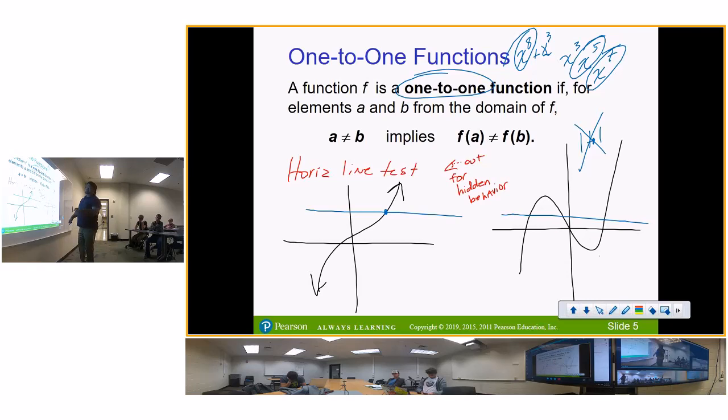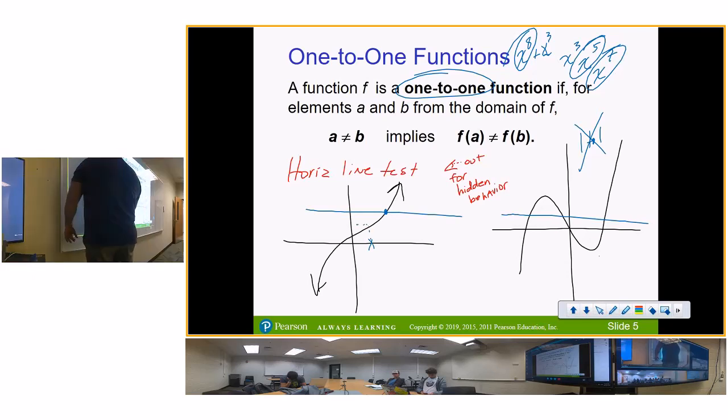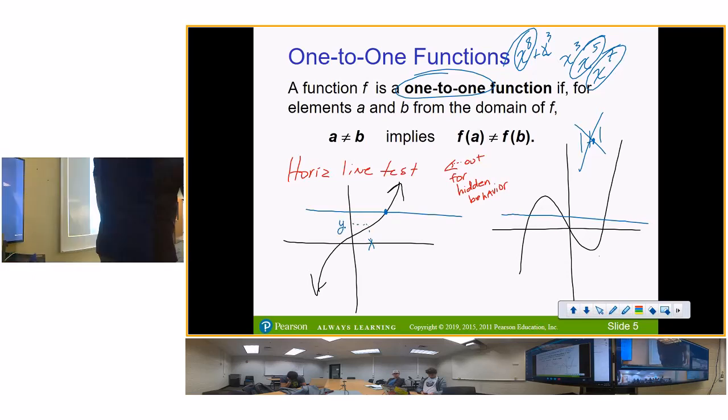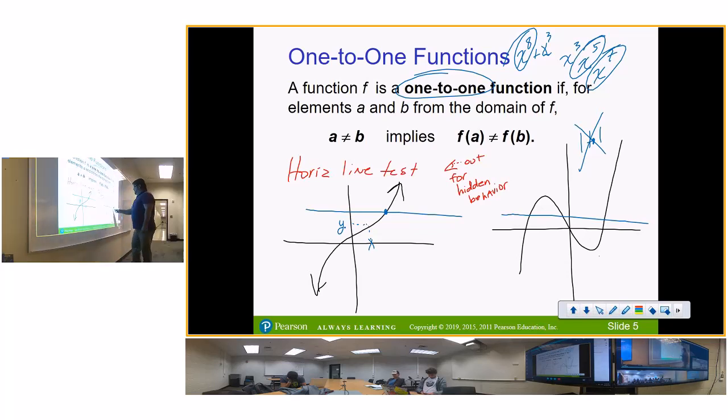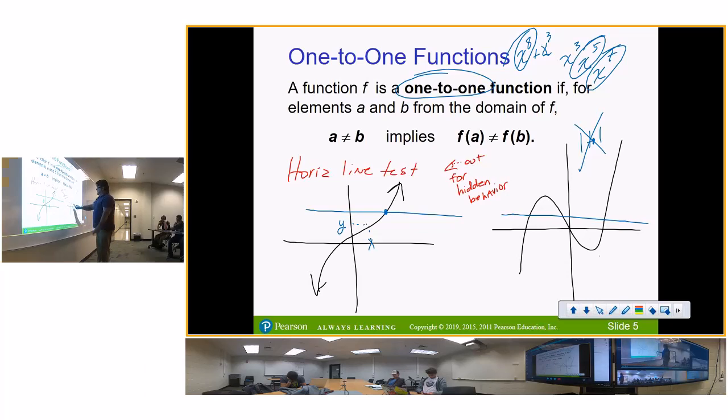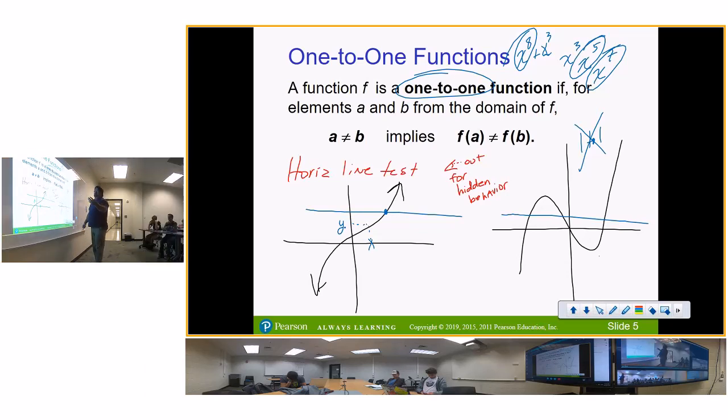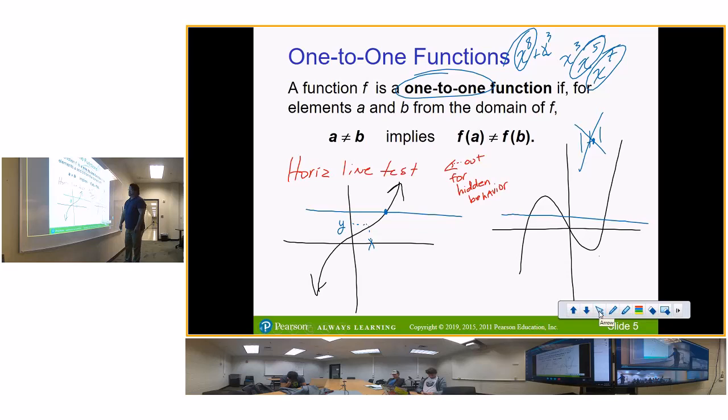One-to-one means that for each x, you get one what? For each x, you get one what? Y. For this x, or there's several y's here, and that's what it's getting into. One-to-one means one x, one y. And we'll get to the ones that are not in just a minute. Okay?